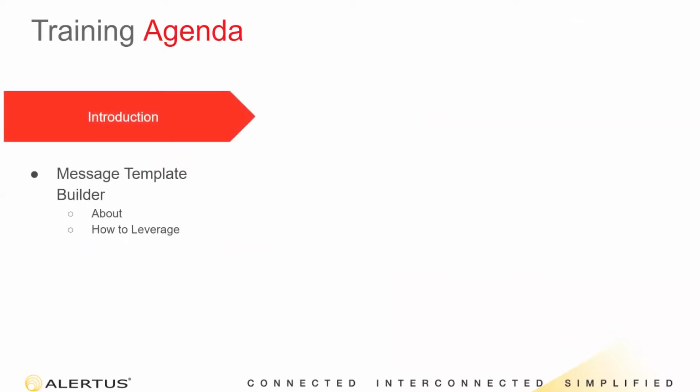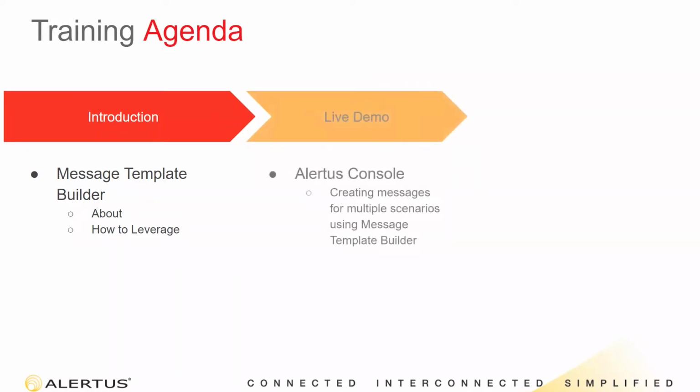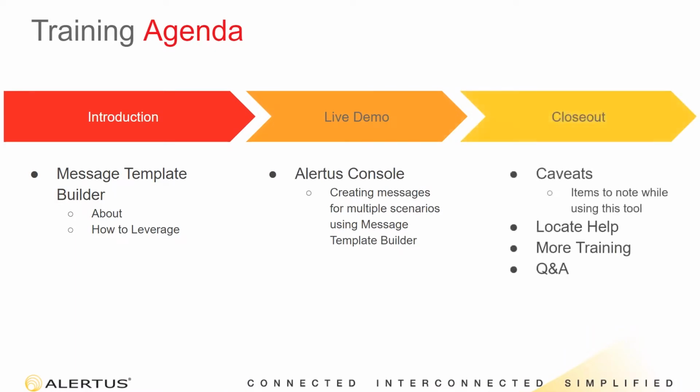Today, we'll be going over all of the optimizing benefits of our newest features for the Message Template Builder. We'll first cover some basics on what it is and how your organization can leverage it to optimize your existing system. Then we'll jump into the console for a live demonstration of how to access and utilize the Message Template Builder. And finally, we'll close out the session with some important notes on where you can locate help and additional resources, and open up the floor for some Q&A.